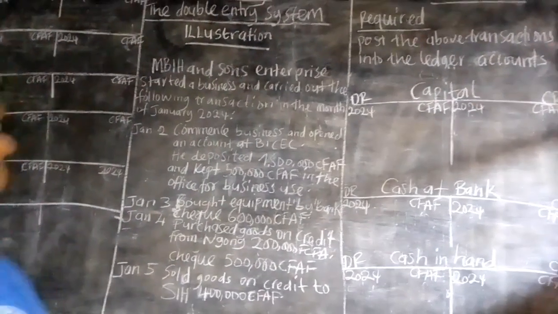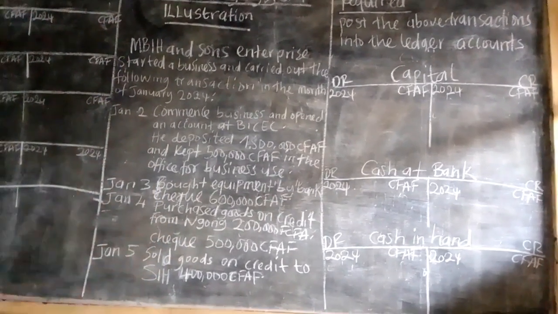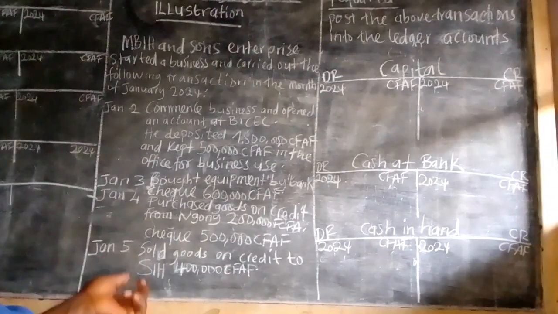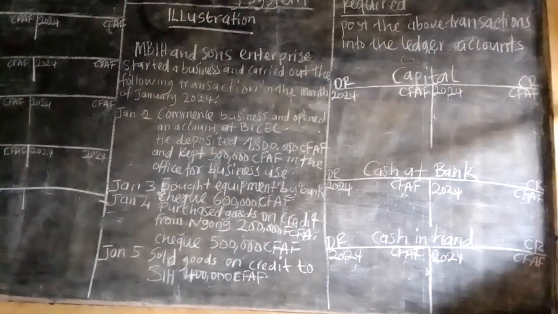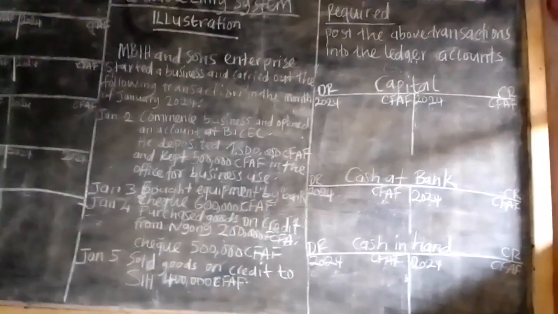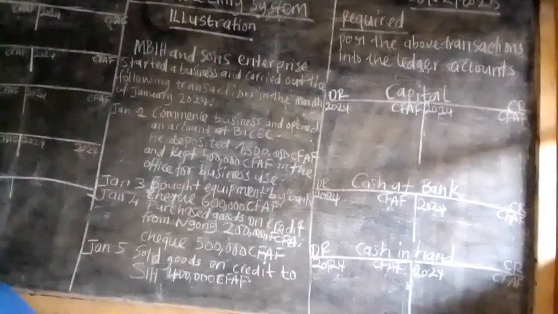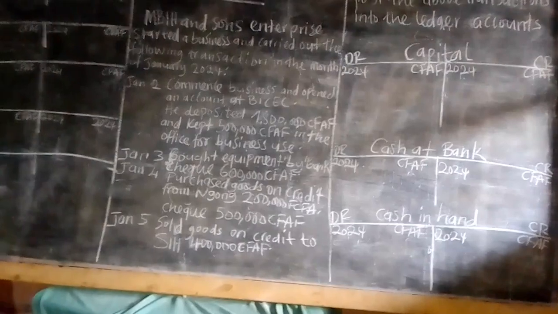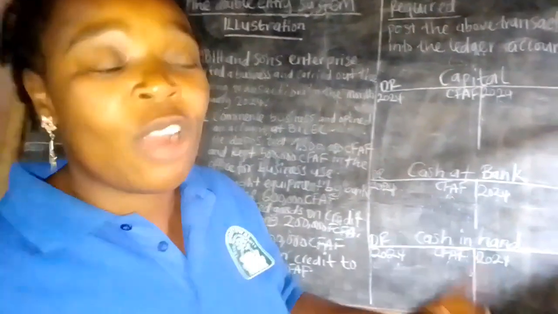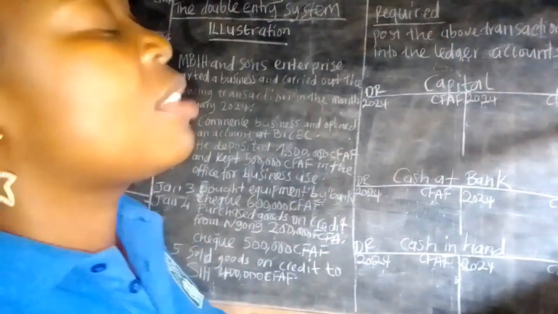We have the first transaction: commence business and open an account at BICEC. He deposited the sum of 1,500,000 CFA francs and kept 500,000 CFA in the office for business use. So this is a transaction that has already been identified and recorded. So we need to classify and analyze this transaction.